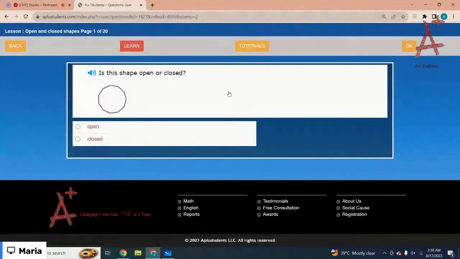Is this shape open or closed? Which is the correct option? If you trace the shape, you start and end at the same point, right? That means that is the closed shape.